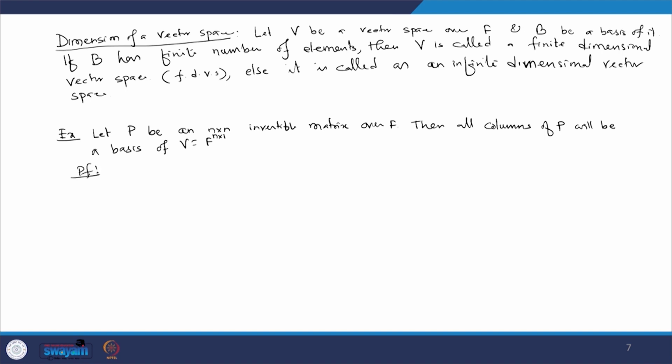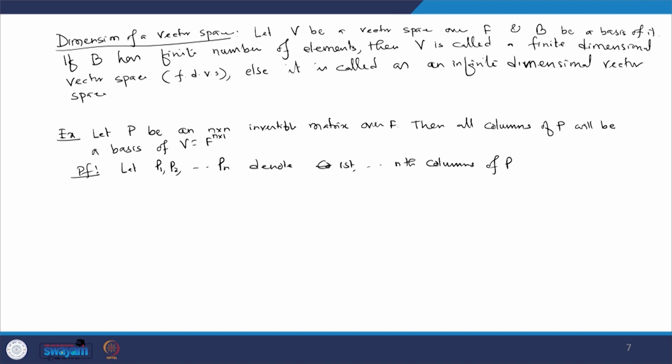This is again very straightforward, because first I have to show that it is linearly independent. So, let me consider P1, P2, ..., Pn to denote the first to nth columns of P.